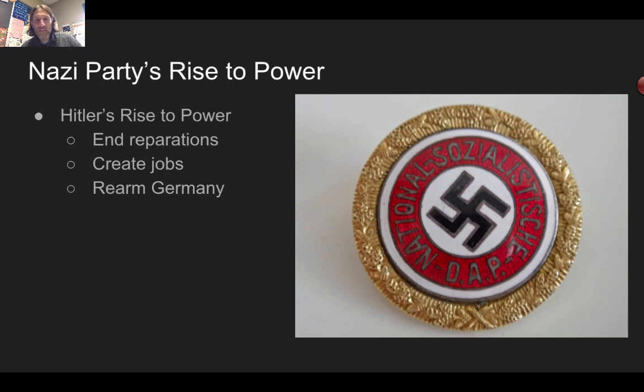So he begins to speak. And while he's giving these speeches, he is promising a couple different things. One is he's going to end these reparations. He's going to end these payments that humiliate Germany. He's going to create jobs for homeless and out-of-work people, and that he's going to rearm Germany. He is going to get Germany back on the right track again.